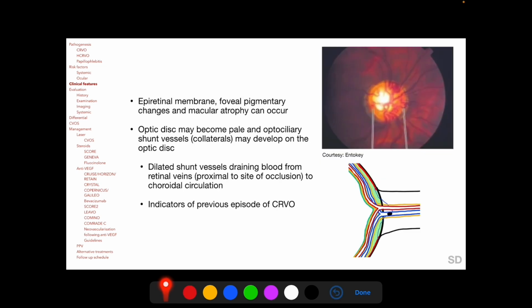Over time, epiretinal membrane formation, foveal pigmentary changes, and macular atrophy can also occur in eyes with CRVO, and optociliary shunt vessels or collaterals, as seen here in this clinical photograph, may develop on the optic disc, and the optic disc may become pale. The optociliary shunt vessels are dilated vessels draining blood from the retinal vein to the choroidal circulation, and they are indicators of a previous episode of CRVO following complete disappearance of intraretinal hemorrhages.